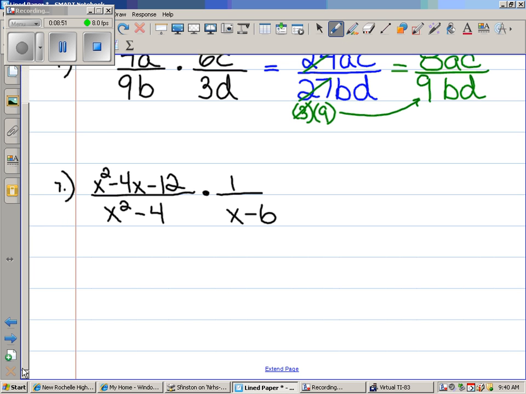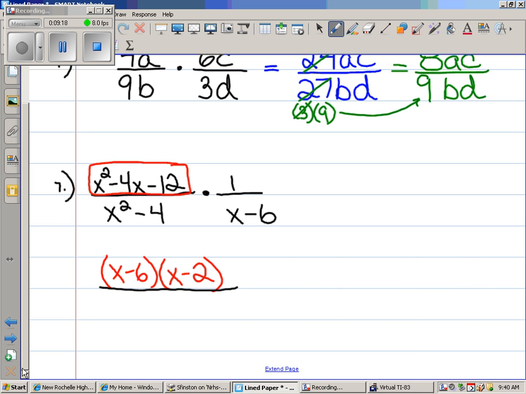Okay. So x squared minus 4x minus 12. Give me 2 numbers that multiply to be negative 12, but add to be negative 4. Okay, so this is negative 6, positive 2. That's this one right here. I'll put them in color so you can see them.